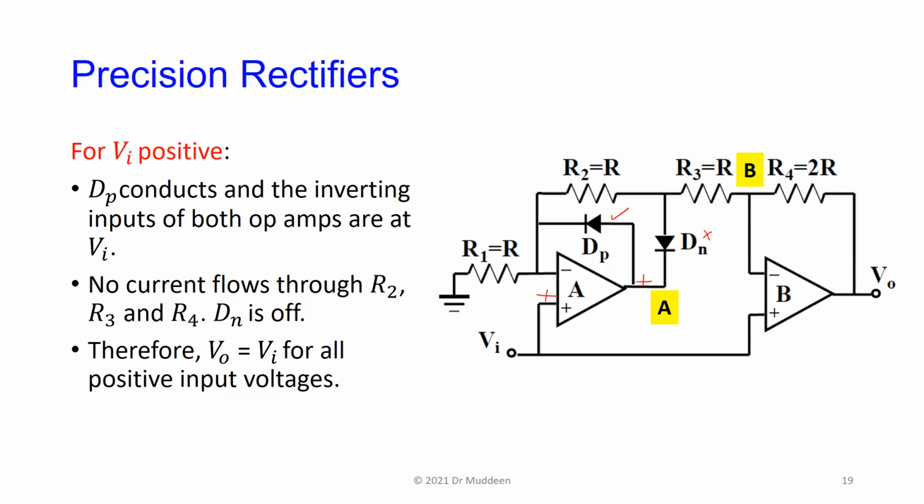All right? And now for the rest, look at what happens. It comes on, I put the input here. Now, DP is conducting, and the inverting inputs of both op-amps are at Vn, right? So here's positive, and here's positive. Notice that the input is connected. Of course, here we have two. This particular rectifier has two op-amps. The previous one had just one.